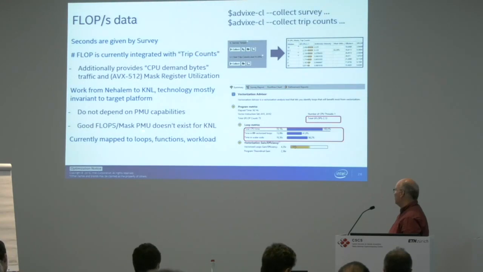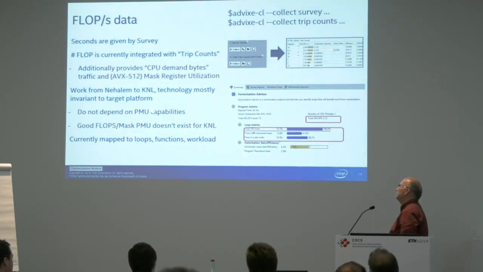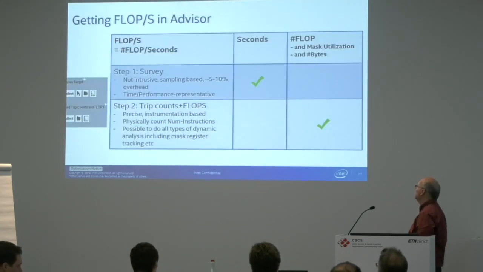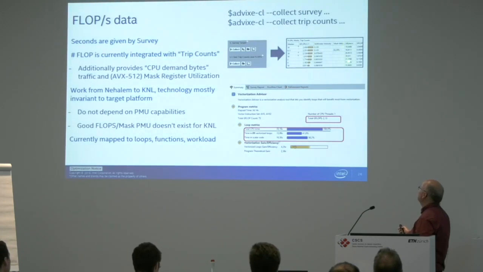So the flops cannot be taken with VTune, for example, for KNL, but here through the instrumentation it can be taken even on KNL, which is good. Currently it is mapped to function loops and workloads. So we have here the total gigaflops, and then split for every loop the number of gigaflops, and the arithmetic intensity is also calculated. Then the gigabyte per second measured and the total number of flops.